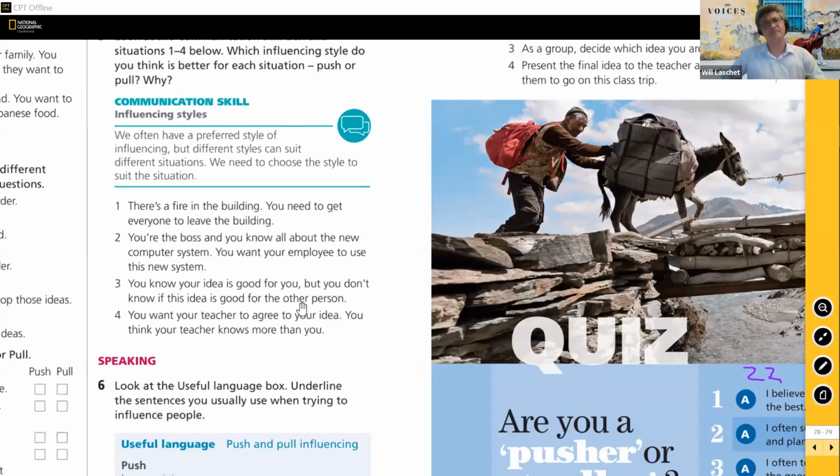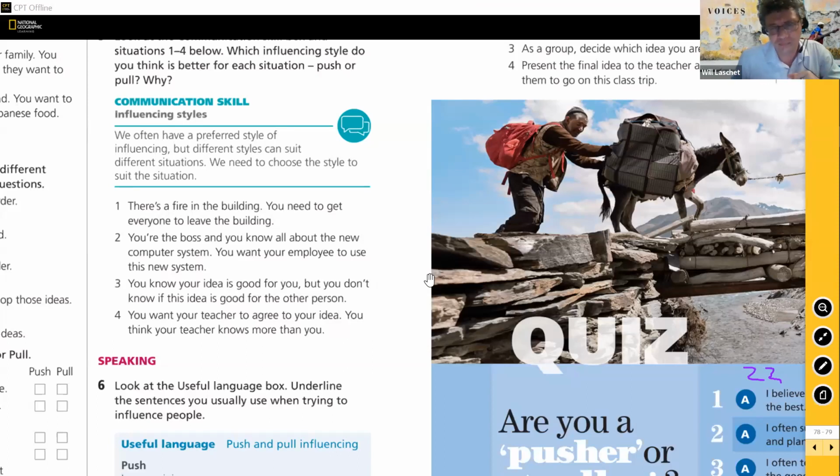So I think we got some good examples here of the different types of influencing. What do you think, your opinion here, which type of influencing, push or pull, which one do you think your students would have more problems with, more difficulty with understanding and explaining? So push or pull, which one do you think is more difficult?